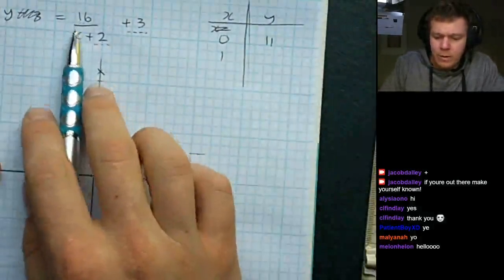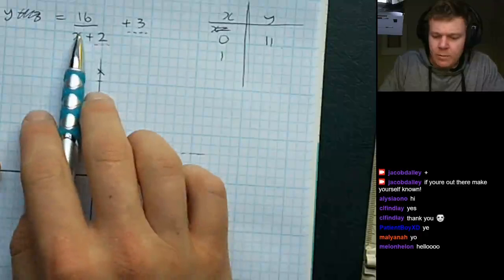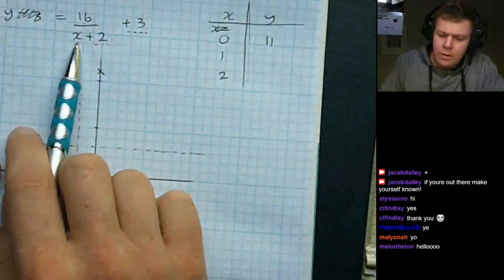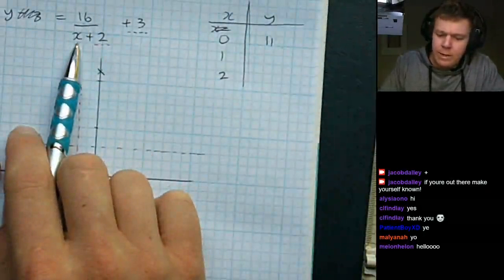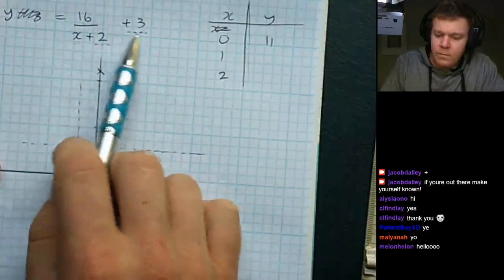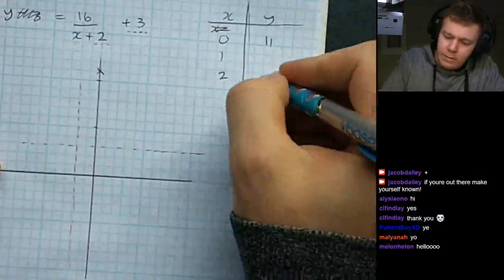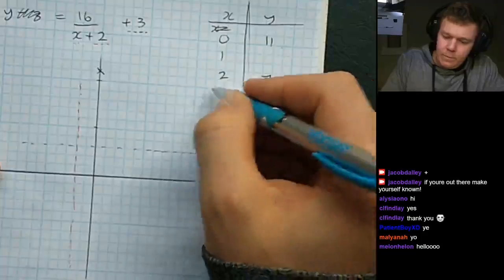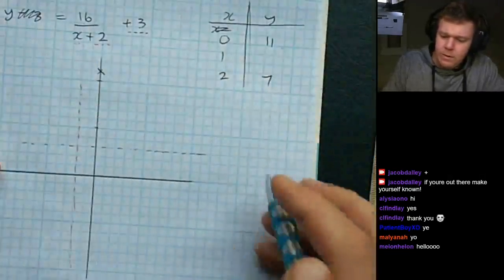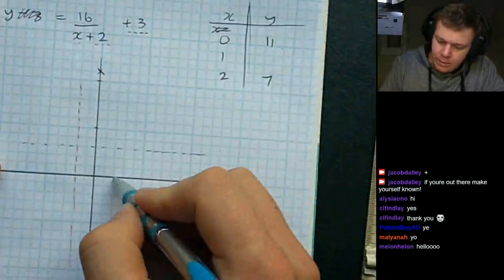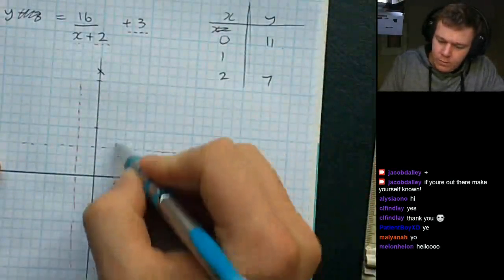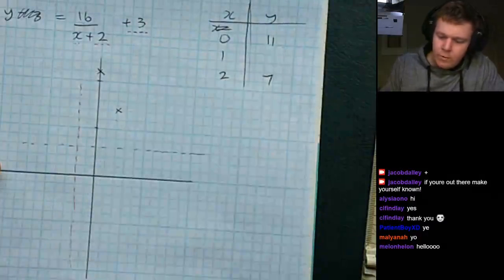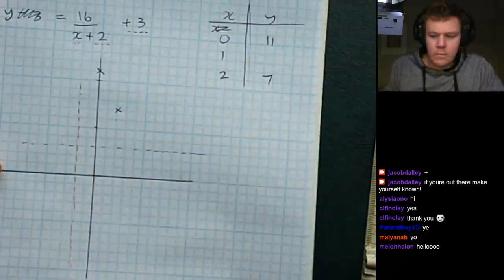You can do this with any graph, just subbing in x values to see what you come up with. So for 1, that's going to divide by 3, which isn't going to be nice. Let's just not do 1. Let's try 2. 16 divided by 4 plus 3 will be 7. So that's going to get us x equals 2, y equals 7. That will get us that point.